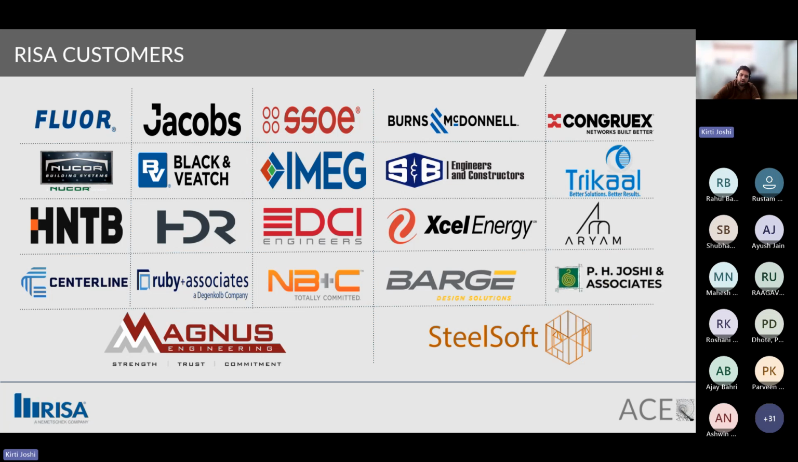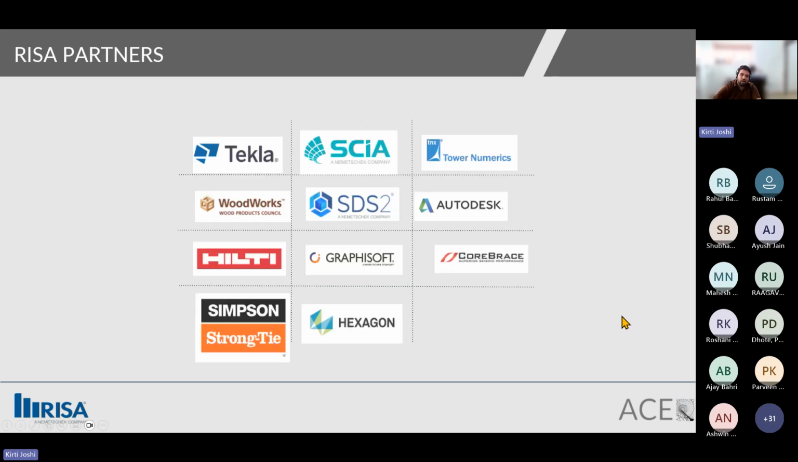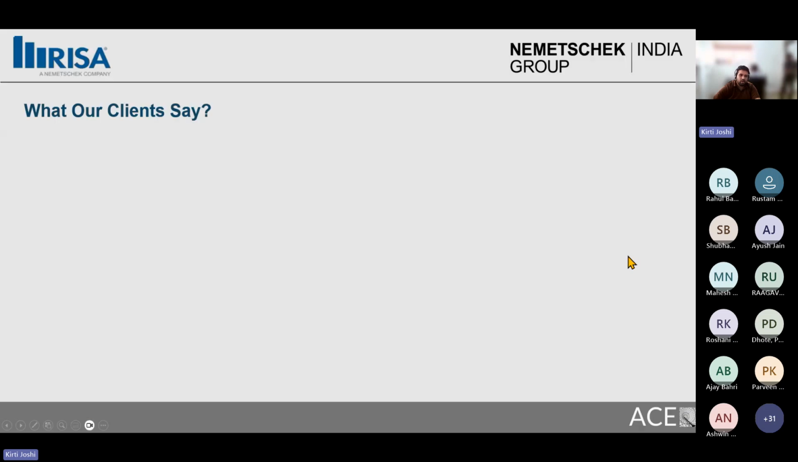You can also access the RISA online portal to get the information. And these are some of the partner organizations of RISA. RISA has a partnership with Tekla, STS2, Hilti, Graphisoft, and Autodesk as well. These are basically done to exchange data from one software to another.